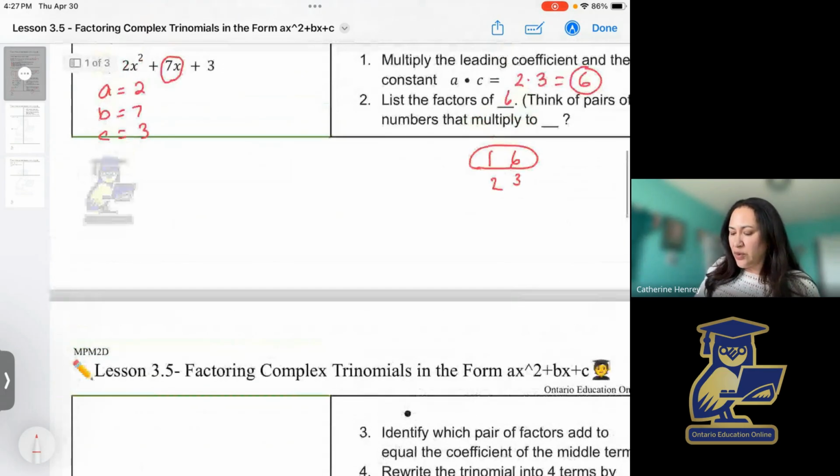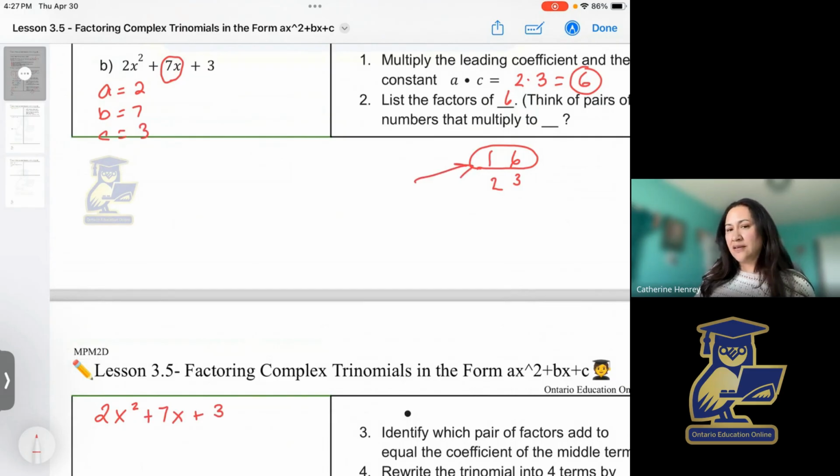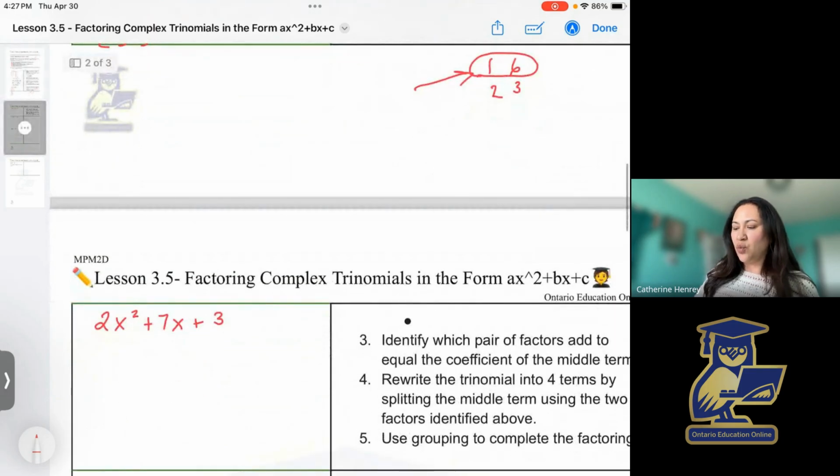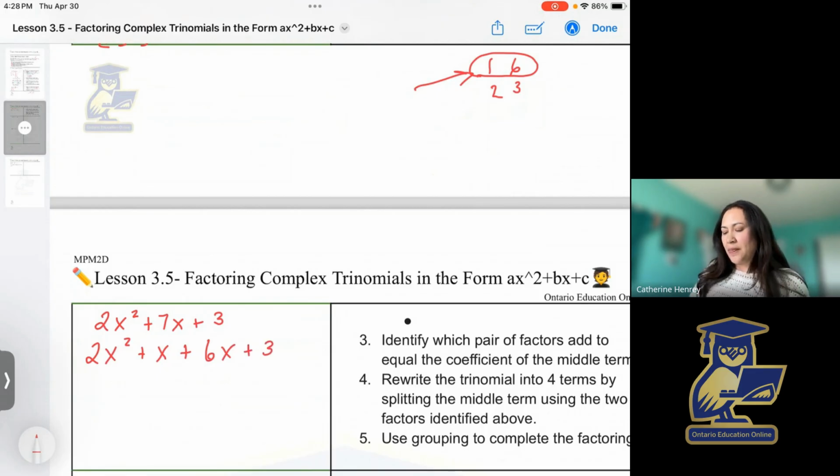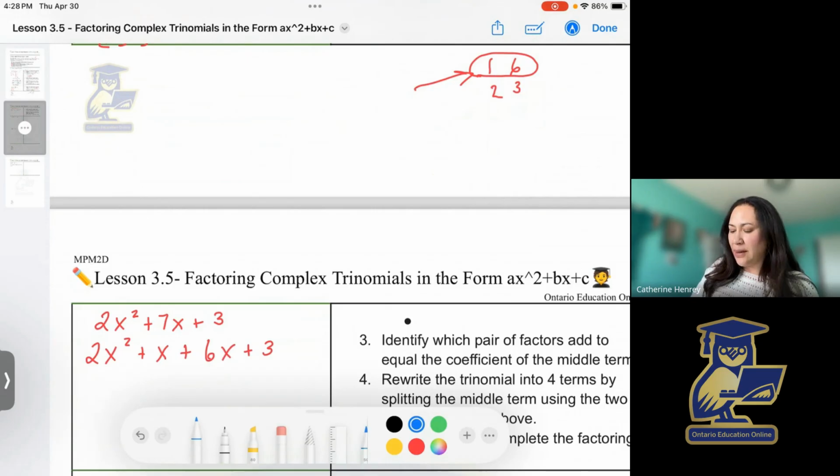We take our expression, which was 2x squared plus 7x plus 3. And now that we have our numbers 1 and 6, we split the middle term, which is 7x, into 1x and 6x. So 2x squared, and we split the 7x into 1x and 6x, and then we tack on the constant at the end. So again, we have split that middle term into the two special numbers that we thought of from above.